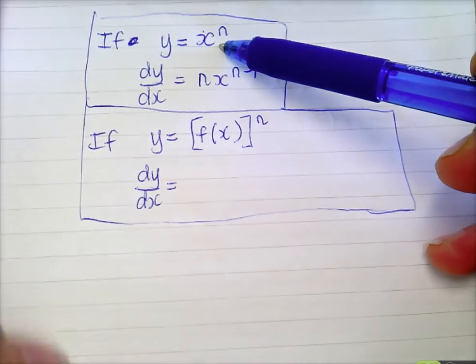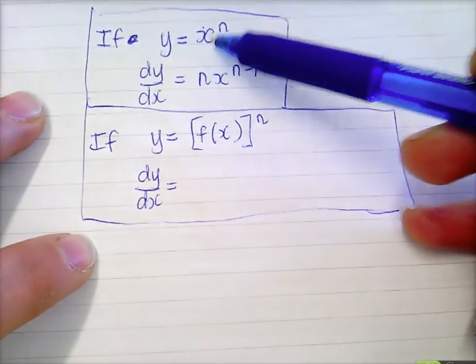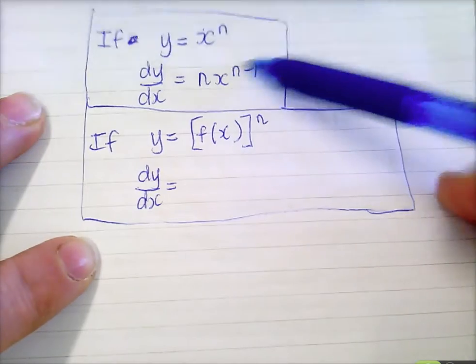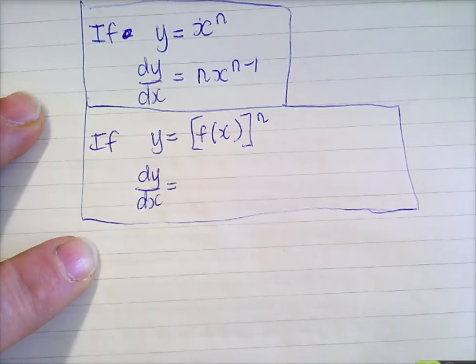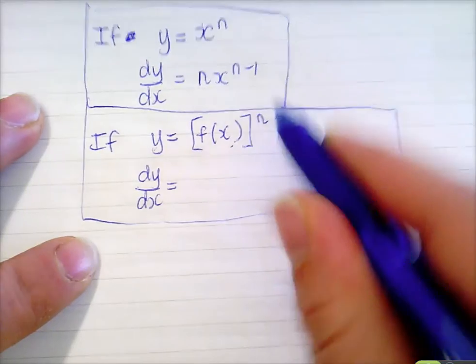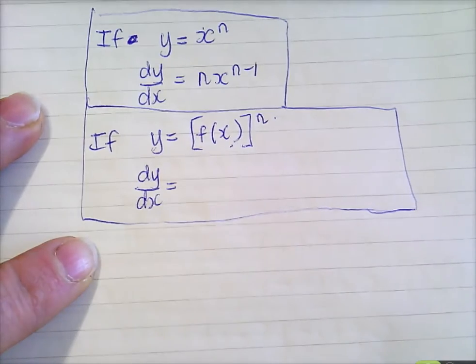Girls, isn't this what you are used to seeing? y equals x to the n, dy/dx is bring the n to the front, write the x down, drop a power. But now our questions are different. We've got y equals some function of x to the n, not just x to the n. So we follow the rule.